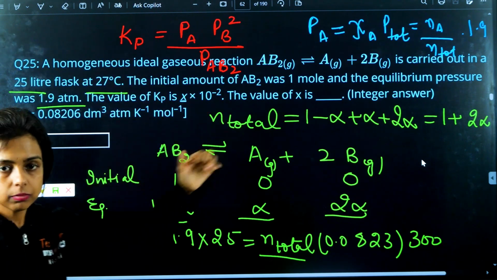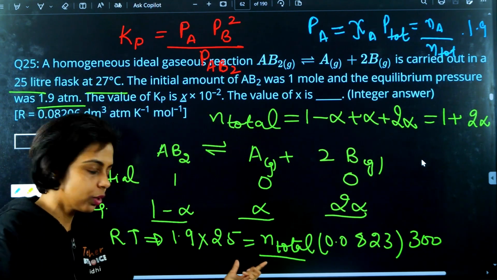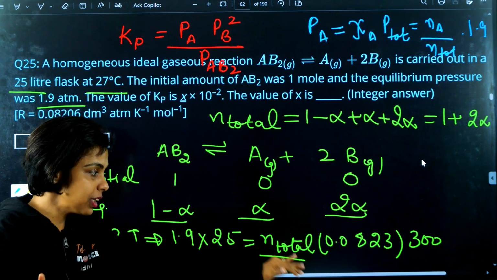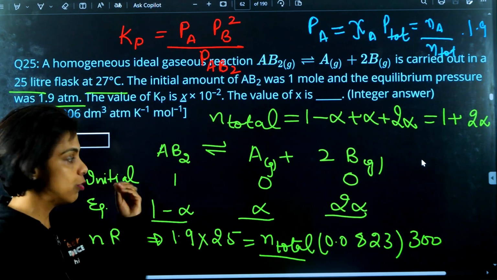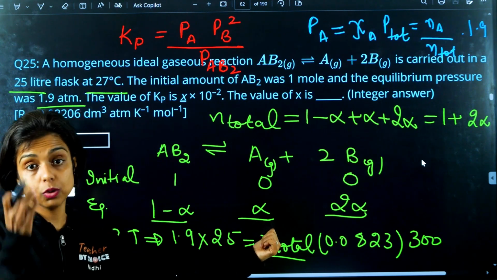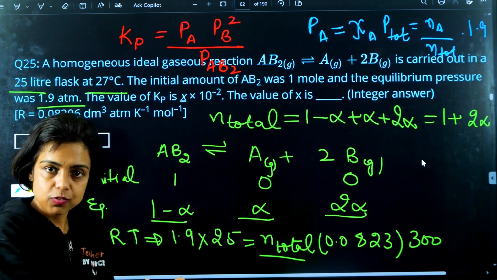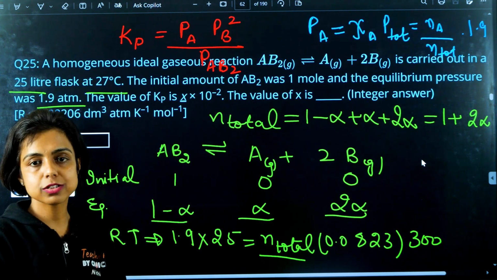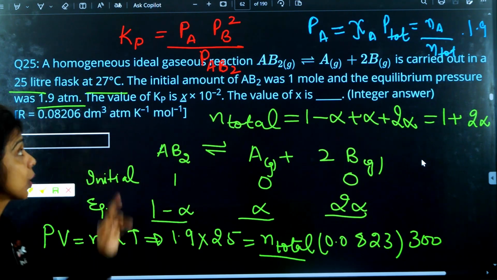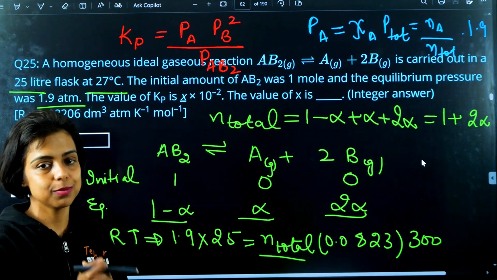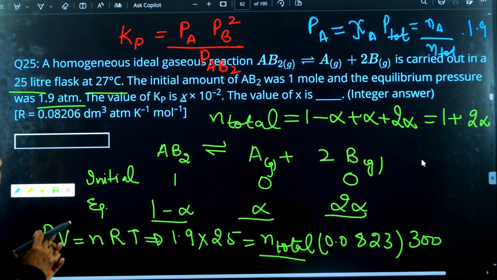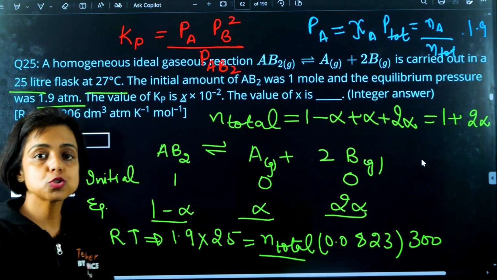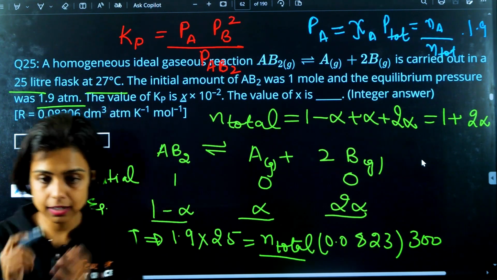So what we have done here, using PV equals nRT, is calculate the total moles at equilibrium because we know the equilibrium pressure. Using that total moles, we can calculate individual moles because we get to know the alpha value. If we know the individual moles at equilibrium, the mole fraction is known. Using Dalton's law, we can calculate the partial pressure, which is required to calculate Kp, the equilibrium constant in terms of pressure. You are supposed to tell the value of Kp in terms of x into 10 raised to the power minus 2. You are supposed to quote the value of x here.